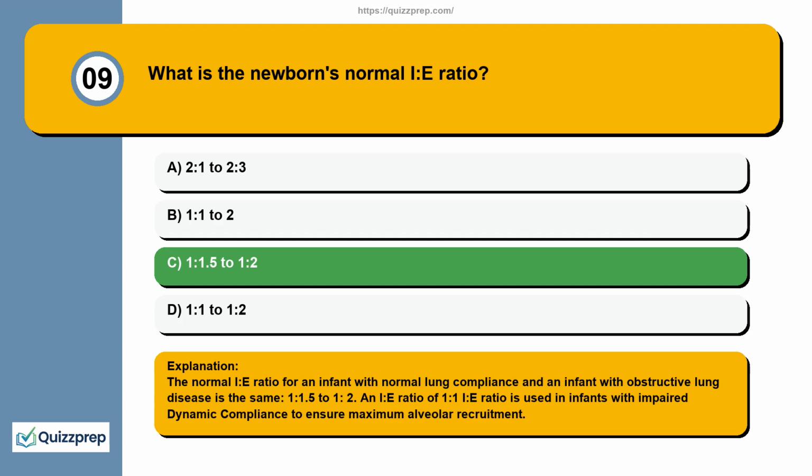The normal IE ratio for an infant with normal lung compliance and an infant with obstructive lung disease is the same, 1:1.5 to 1:2. An IE ratio of 1:1 is used in infants with impaired dynamic compliance to ensure maximum alveolar recruitment.